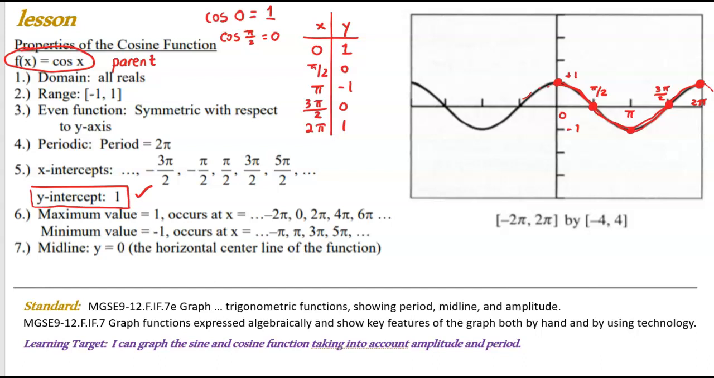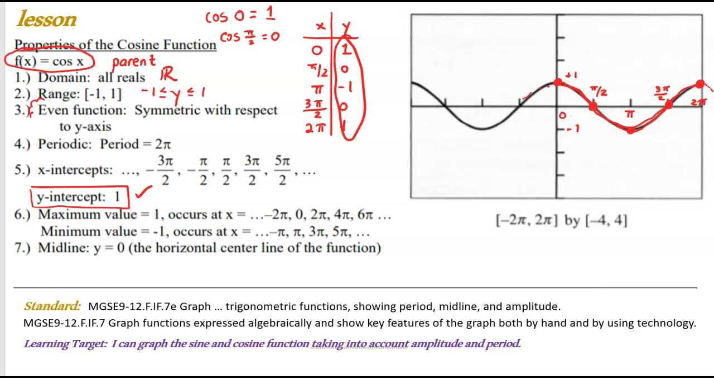Same domain: all real numbers. You can plug any number you want into the cosine function. The range, the y values, the outputs, will always be between negative 1 and 1, lowest all the way up to the highest, or you can also say all y values between negative 1 and 1. So same domain, same range.